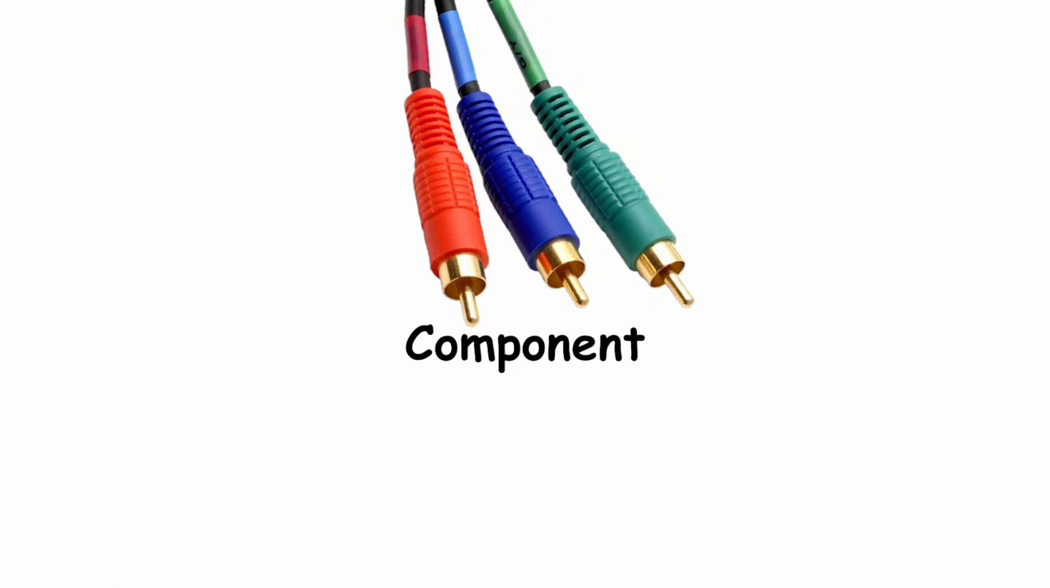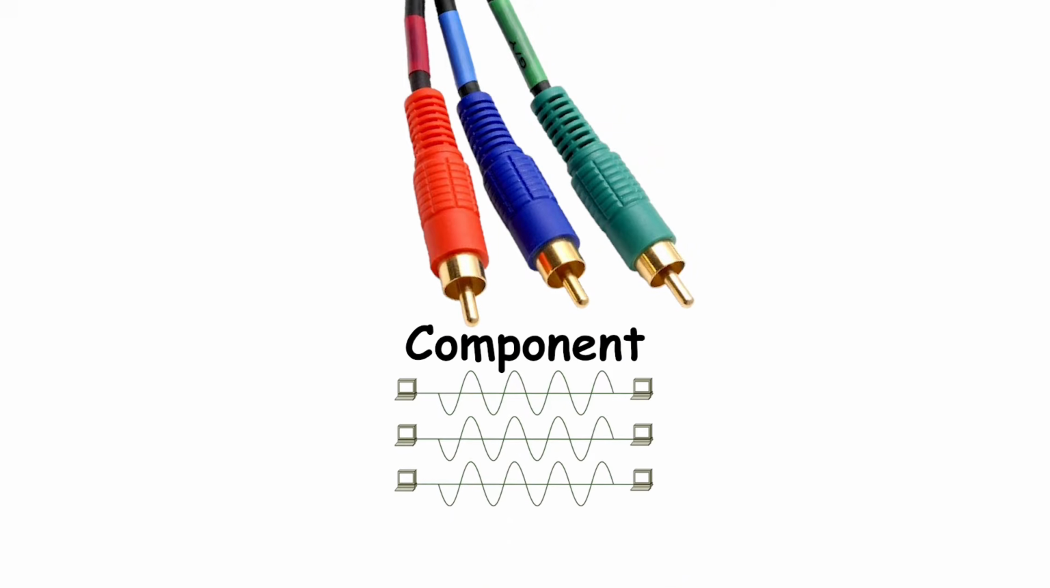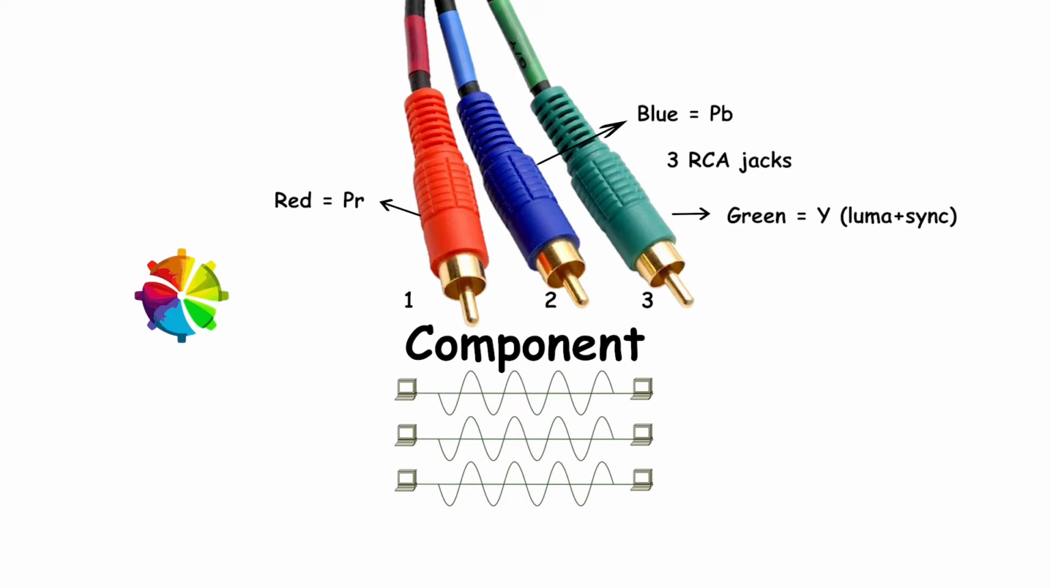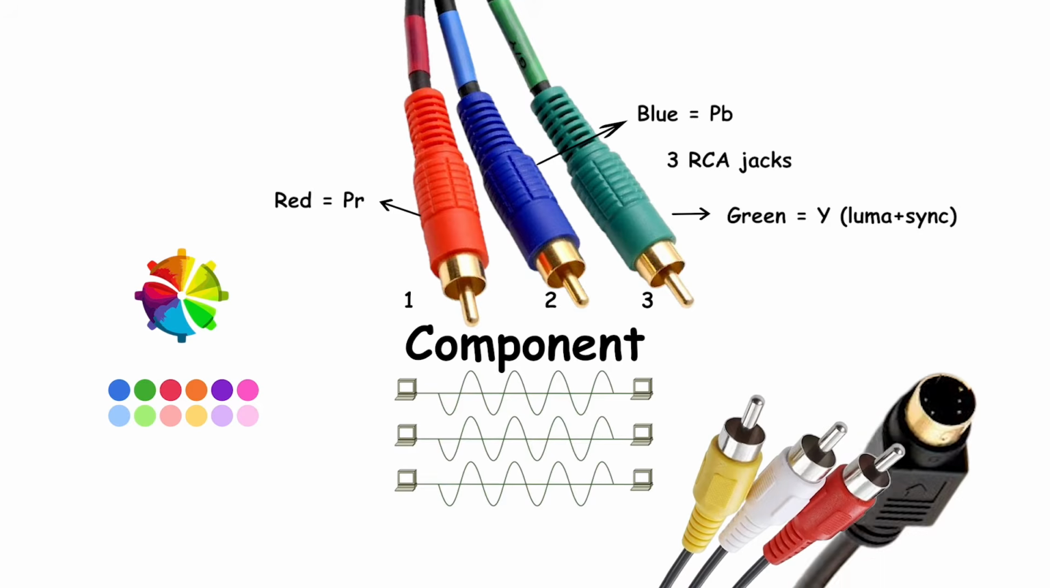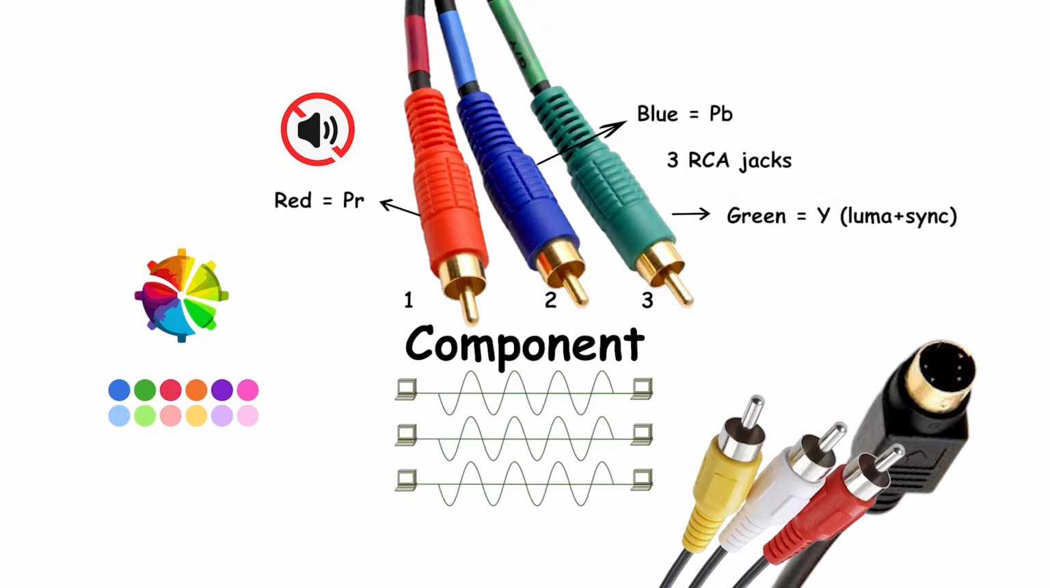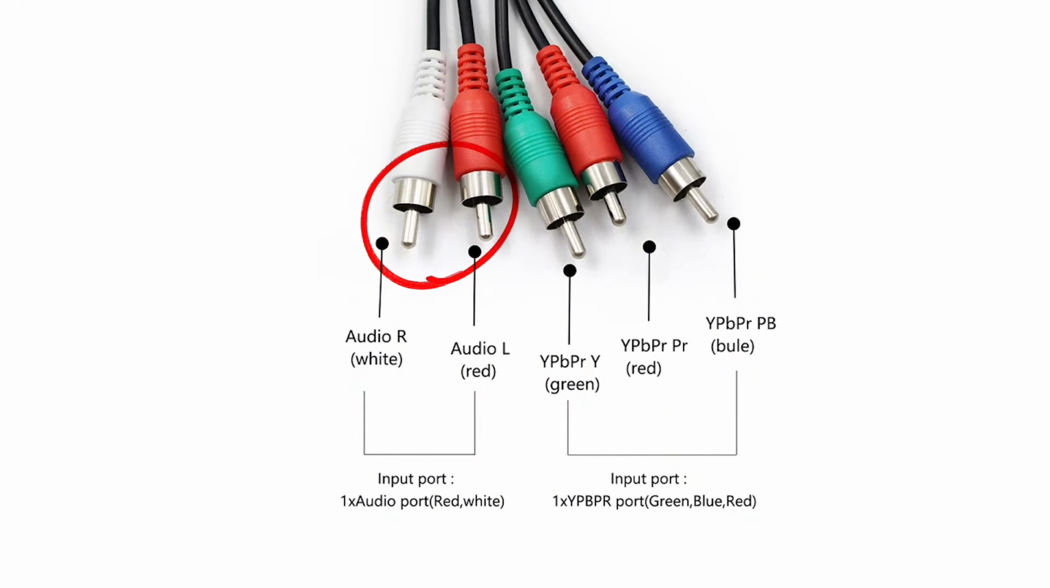Component here means the picture is split into 3 analog signals carried on 3 RCA jacks. Green equals Y, luma plus sync. Blue equals PB, red equals PR. Because luma and color are separated, it looks much cleaner than composite or S-Video. No audio rides on these 3 jacks. Use the separate red and white audio leads if needed.